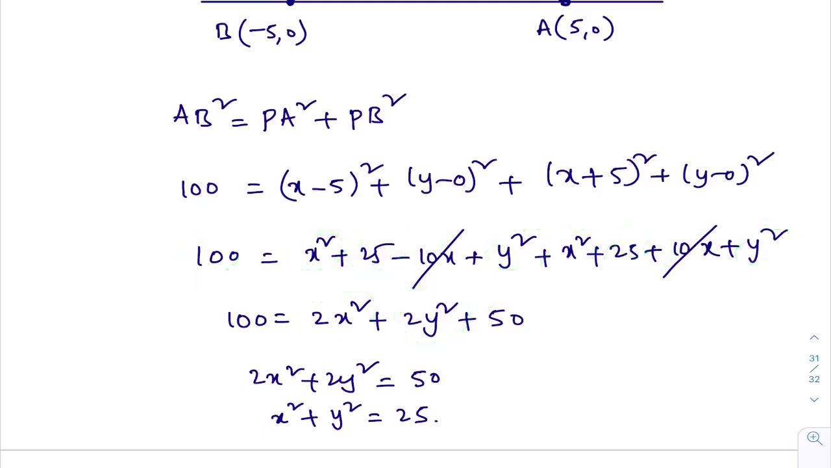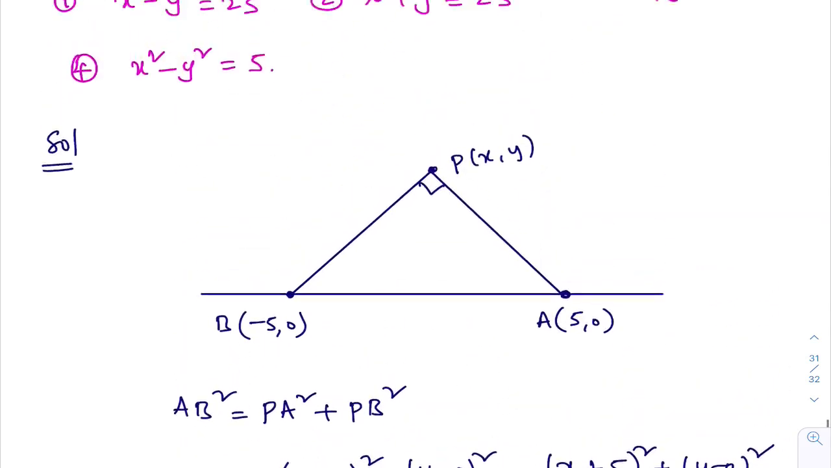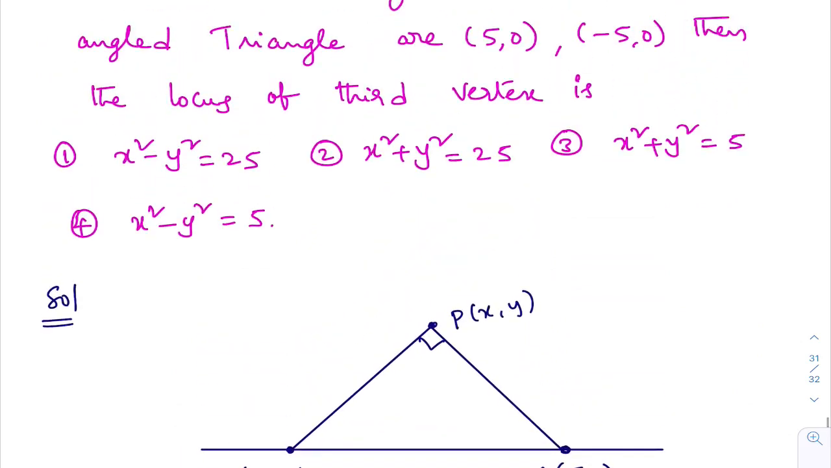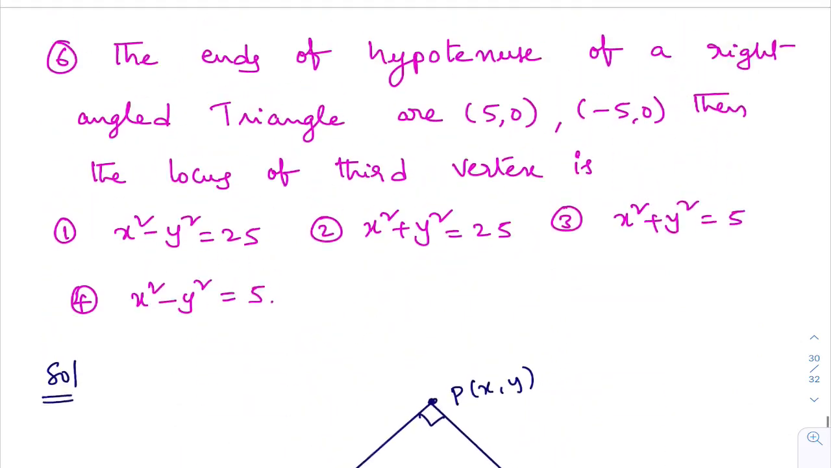What you will do is take 50 to this side. Then what will you get? 2x square plus 2y square equal to 100 minus 50, which is 50. So take 2 common. What will you get? x square plus y square equal to 25. You see, x square plus y square equal to 25 is there. The second option is the right option.